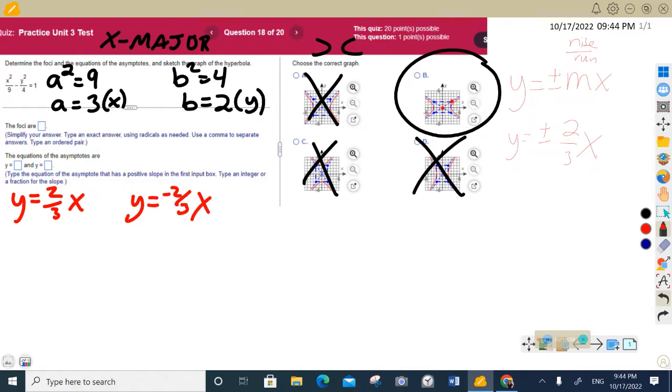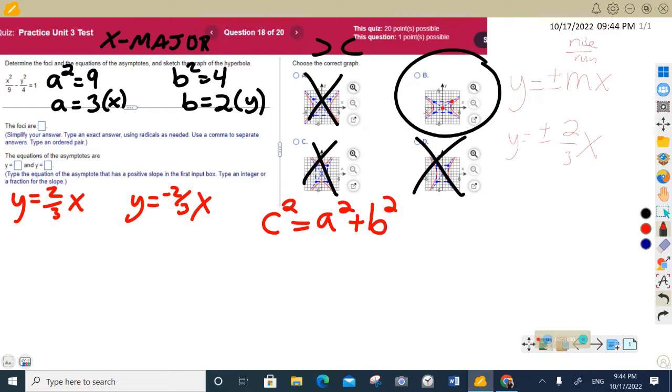All right, let's go back to foci. Foci are on the inside of the hyperbola, so they should be somewhere in there and somewhere in there. They may be closer; I haven't calculated it yet. So you need to know little c. You know a squared and b squared, but I need to know little c. The equation we're going to use is c squared equals a squared plus b squared. That is the Pythagorean theorem.